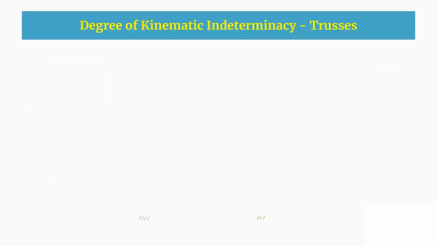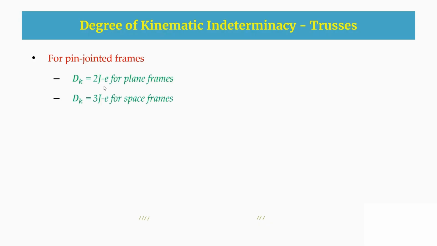So next, coming to the degree of kinematic indeterminacy for trusses. If you consider the truss, for pin jointed plane frames the equation is 2j minus E, and for space frames it is 3j minus E. Here j is the number of joints, and 2 for plane frames is because at a pin joint you have only 2 unknowns, horizontal and vertical. That is why we write 2 into j. E is the number of compatibility equations, which we solve from the existing conditions.